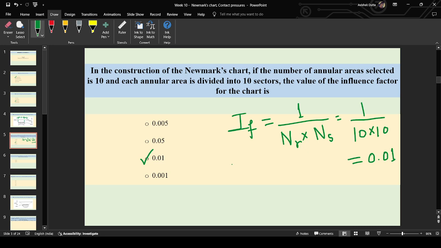This is a slight deviation from the actual scenario of the Newmark's chart. We'll get to that. Okay. So in this case, the Newmark's influence factor is equal to 1 divided by the number of annular rings multiplied by the number of sectors. Here both the values are 10. So it is 1 divided by 100, that is 0.01. Okay.